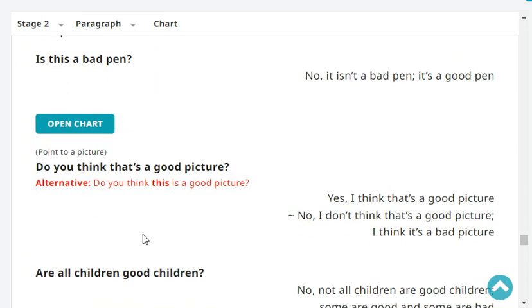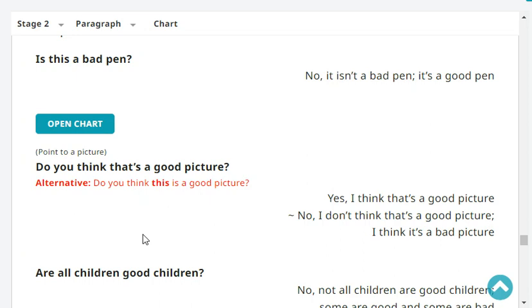Let's practice. Is this a bad pen? No, it isn't a bad pen. It's a good pen. Very good. Do you think that's a good picture? Yes, I think that's a good picture. Okay, let's answer the longer one for practice.